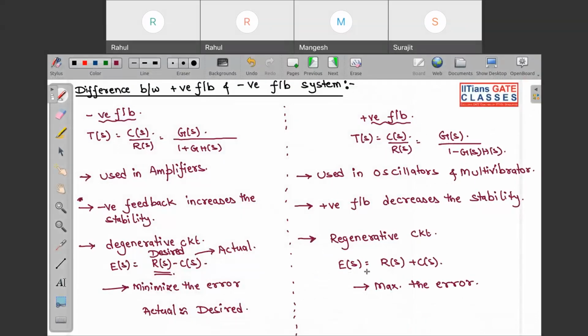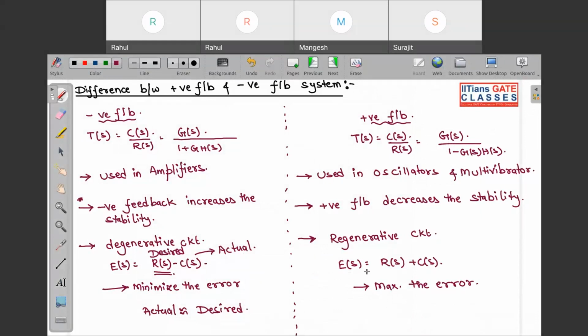Yes. So we were talking about the difference between positive feedback and negative feedback. I told you that a positive feedback is known as your regenerative circuit, and your negative feedback is known as your degenerative circuit.